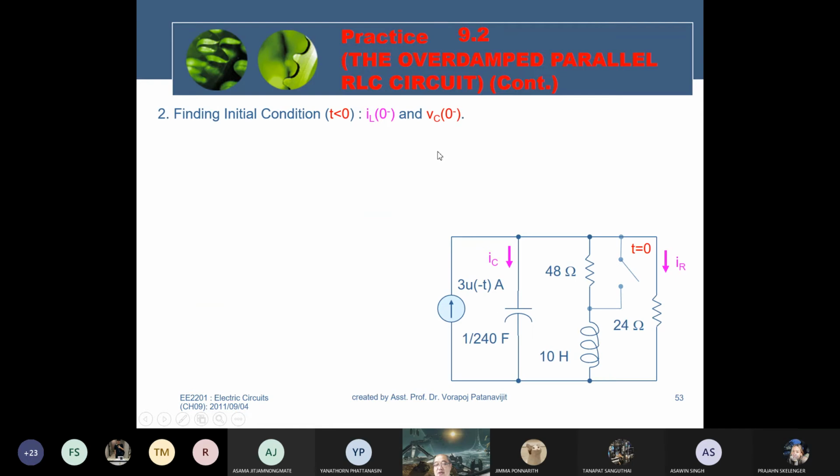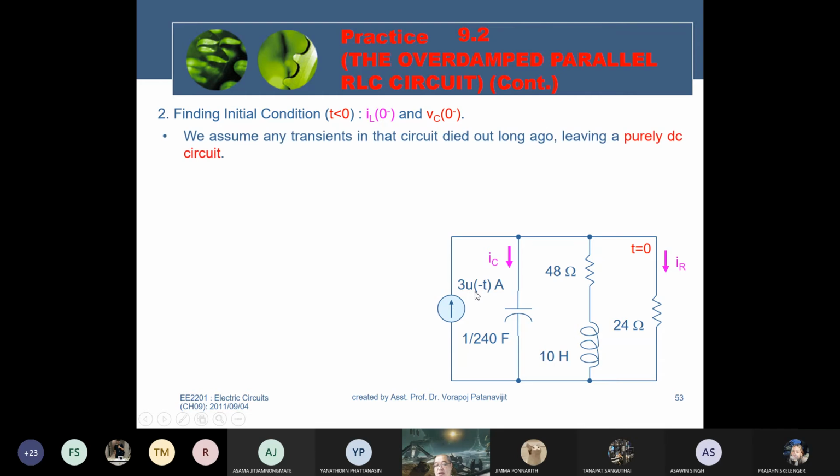But in this case, to determine A1 and A2, you must consider the case before the switch is activated. Before the switch is activated, it means the switch is still open, and the source is driving the circuit for a long time. Time less than 0 means the source is activated. For time greater than 0, the source is turned off.